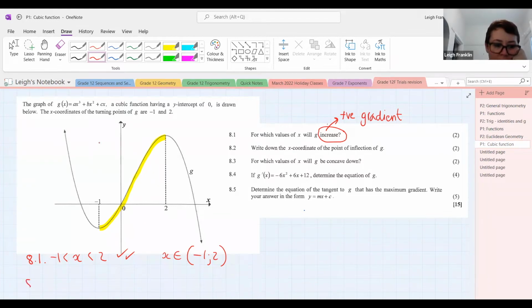Okay, all right, let's have a look at question 8.2. Now they want the x-coordinate at the point of inflection. The x-coordinate at the point of inflection. I'm going to let you guys do that one. You do that, and then you tell me what you've got as an answer. So the x-coordinate at the point of inflection. And as soon as you've got an answer, pop it into the chat.